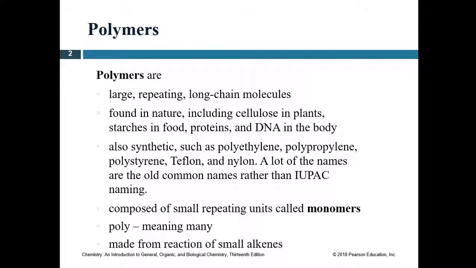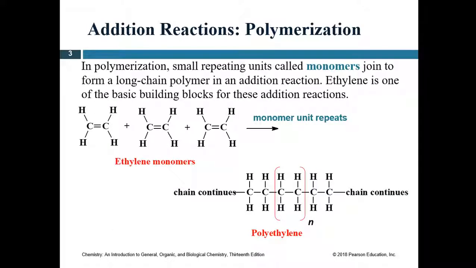They are composed of many small repeating units called monomers, and they just hook all the monomers together, and then you get your polymer. So it is made from the reaction of many small alkenes. Now, in addition reactions, polymerization, small repeating units called monomers join to form a long-chain polymer in an addition reaction. So ethylene is one of the basic building blocks for these addition reactions.